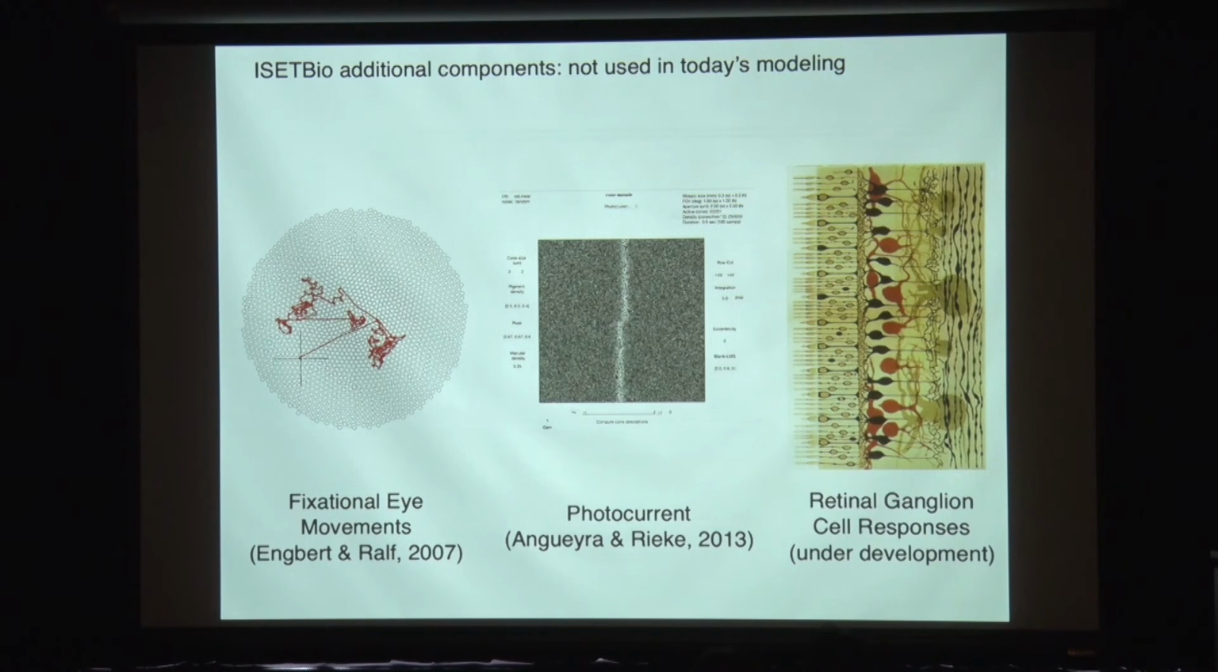Other components that are in the software that I'm not using today are a model due to Engbert and Ralph of fixational eye movements, particularly drift eye movements, a model of the photocurrent transduction, which has a nonlinearity and a temporal filter. And we're beginning to work on now the retinal ganglion cells, but I wouldn't say that that's very mature yet. Up to here, the software is quite mature. We have a bioRxiv paper describing these components and their application to understanding human contrast sensitivity.